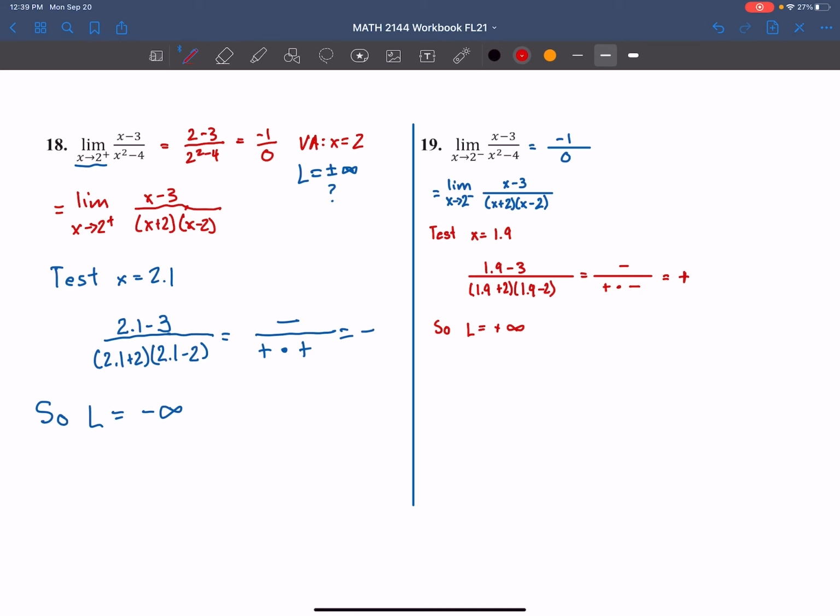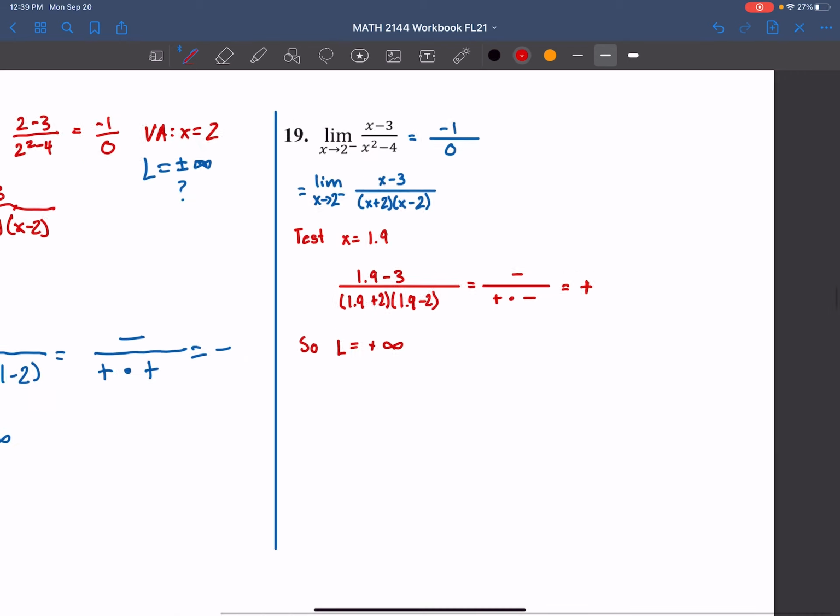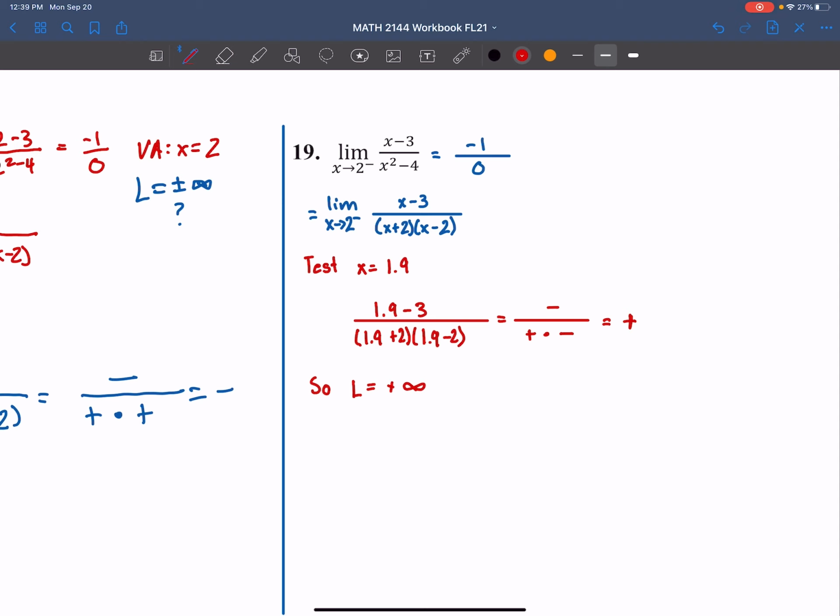So up on the screen is the work associated with 19. Just testing a point from the left-hand side. Anyone have any questions on 19 or anything associated with these vertical asymptotes? Okay. Then let's look at the next page. Does anyone need more time here?